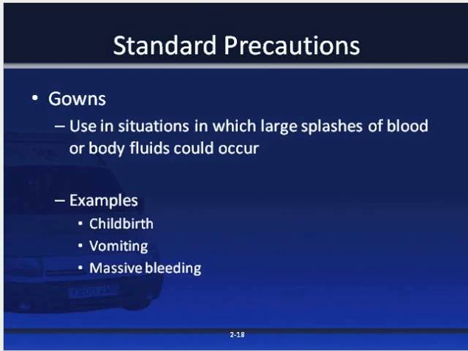Gowns. These are used in situations in which large splashes of blood or body fluids could occur. This includes childbirth, vomiting, massive bleeding. There's also some communicable diseases that you will want to consider utilizing gowns with. For example, C. diff, which causes an immense amount of diarrhea. This can be transmitted topically, so you want to be very careful about this.